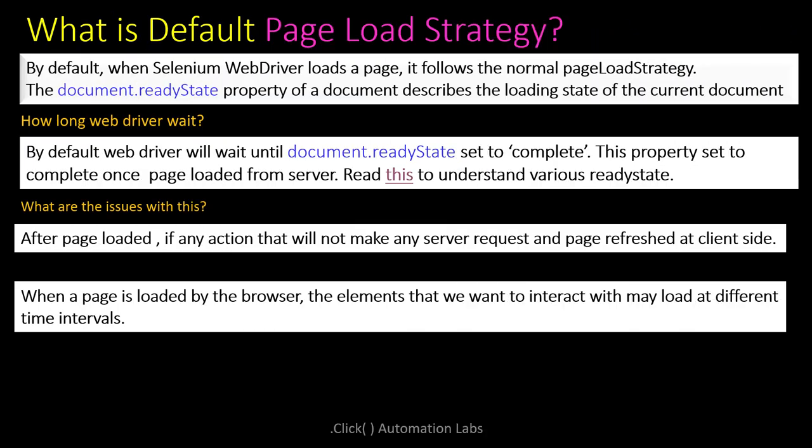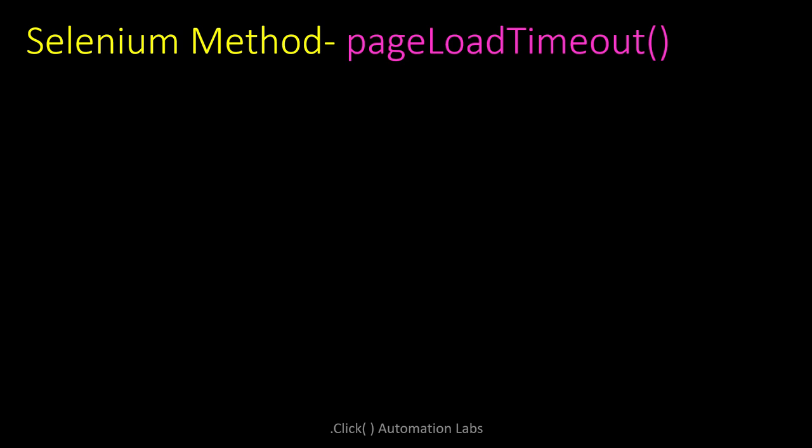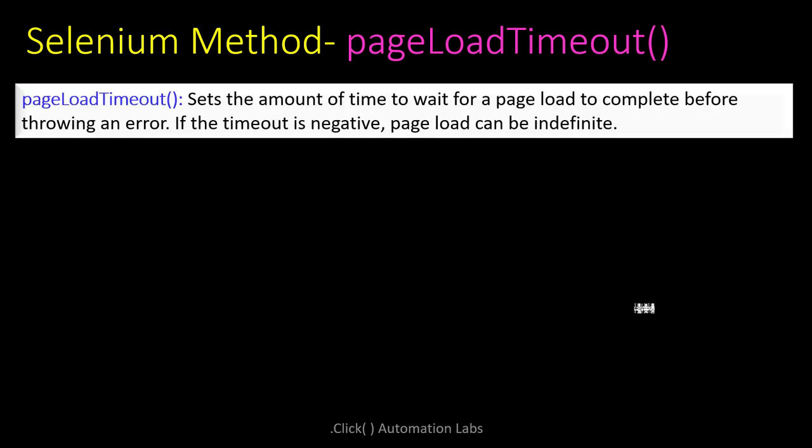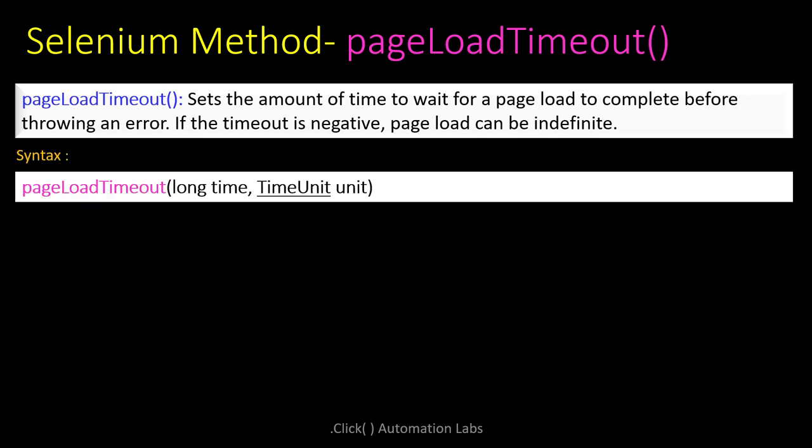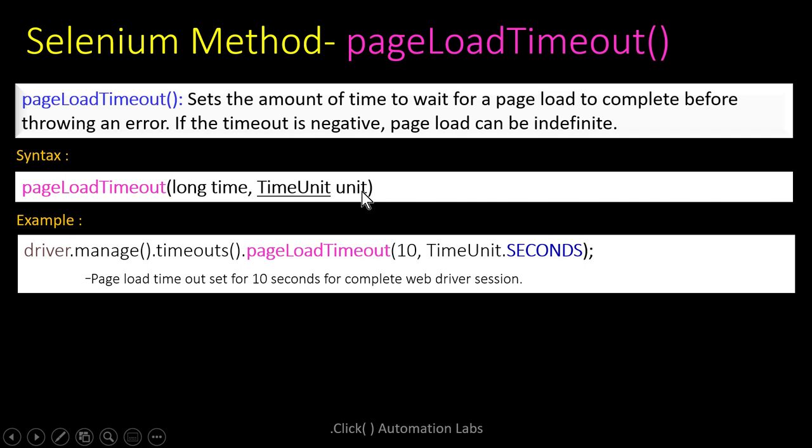So let's look at what the page load timeout is. This is the first method to handle synchronization. Page load timeout sets the amount of time to wait for a page load to complete before throwing an error. If the timeout is negative, the page load can be indefinite. The syntax is pageLoadTimeout, where you give a long value for how much time you want to wait, and a time unit, which may be seconds, minutes, or hours.